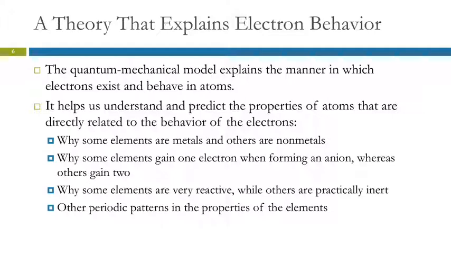And why is the periodic table that weird shape anyhow? Why does fluorine gain 1 electron when it makes an anion and oxygen gains 2? Quantum mechanics explains that. Why is hydrogen gas very explosive and combustible, whereas helium gas is not? They're right next to each other in the periodic table. What's up with that? And there are a lot of other periodic patterns, and they are all explained using quantum mechanics. So we have to at least understand a little bit of this.